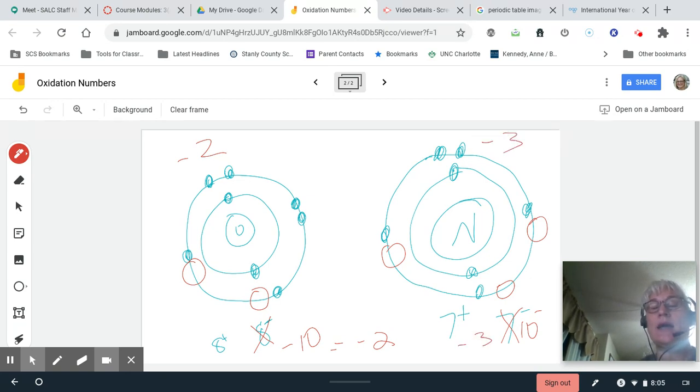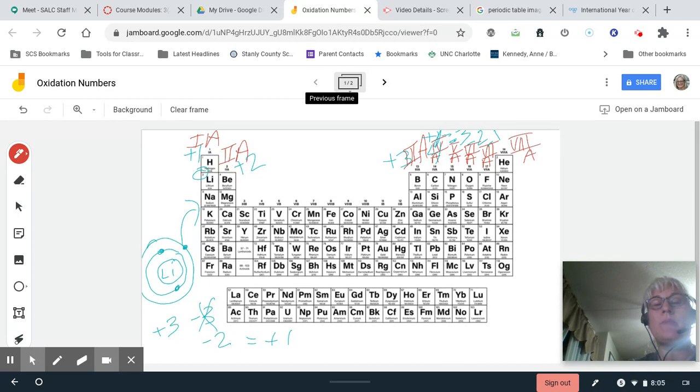All right, so that's how we get the charge. You can always do it this way. What I like to do is, on my periodic table, I will write the charges on top of those columns.